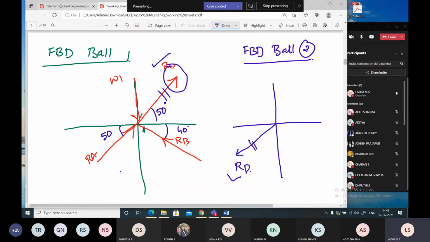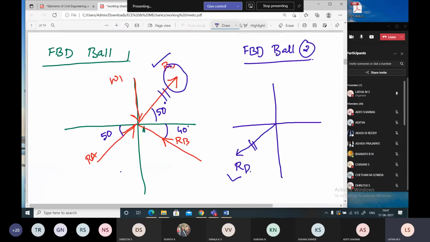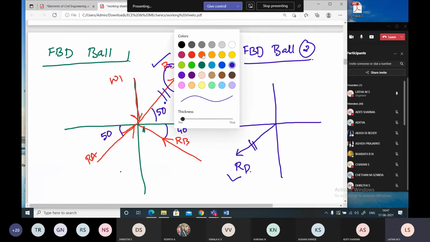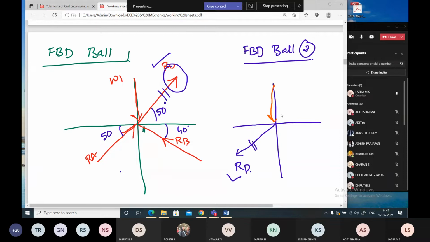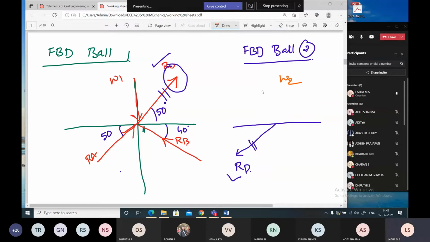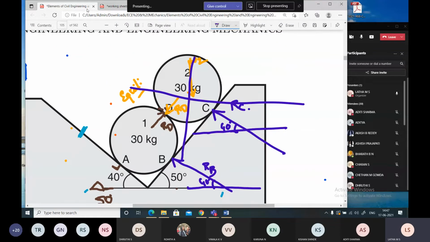Then next, what is the other force? W1 is a vertical force. W2 is a vertical force. Correct? Now, what is the next force you find?